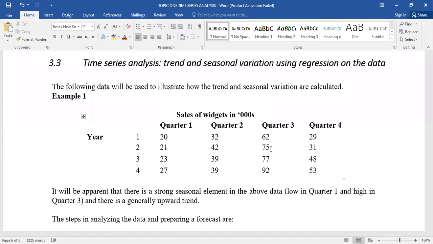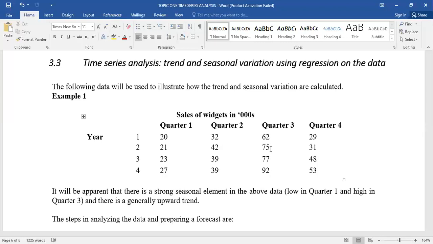So we have the year. We have 4 years, and the 4 years are divided into quarters. If we take our year as X and our sales as Y, we have the independent and the dependent variable. Our Y will be dependent on the years. So the first year, quarter 1 is 20, quarter 2 is 32, quarter 3 is 62, and quarter 4 is 29. It will be apparent that there is a strong seasonal element in the above data.